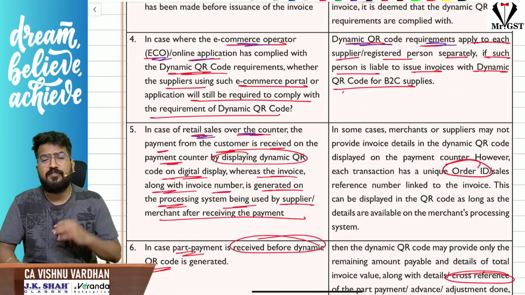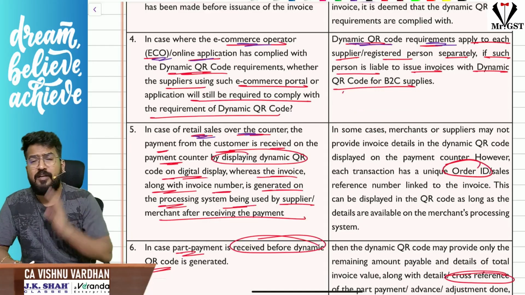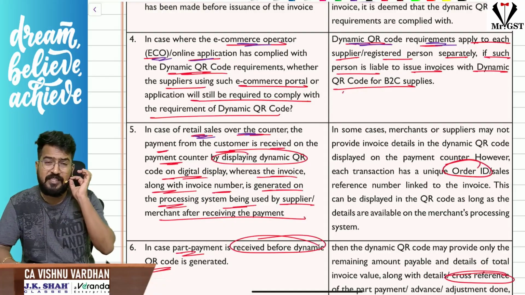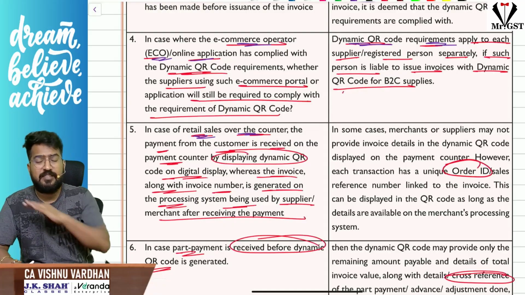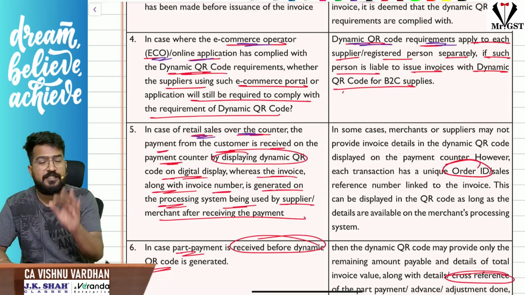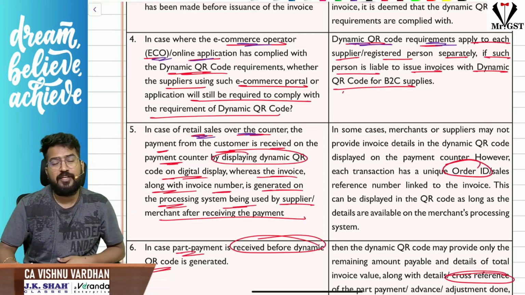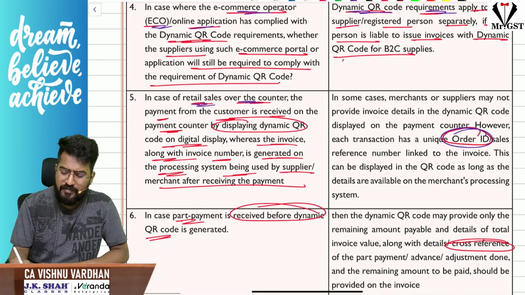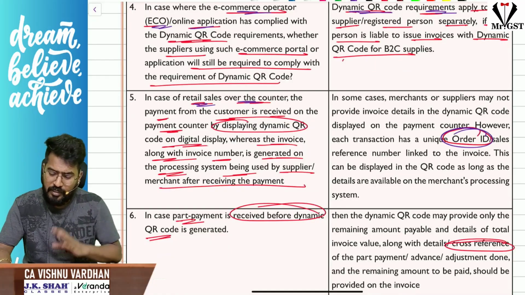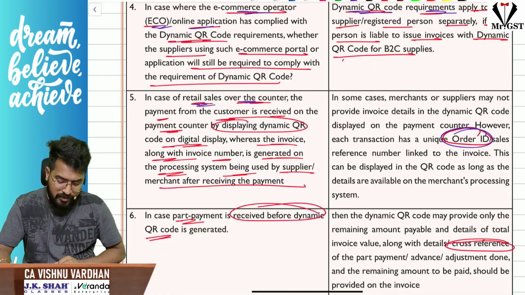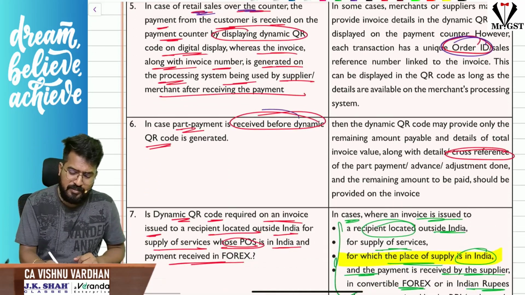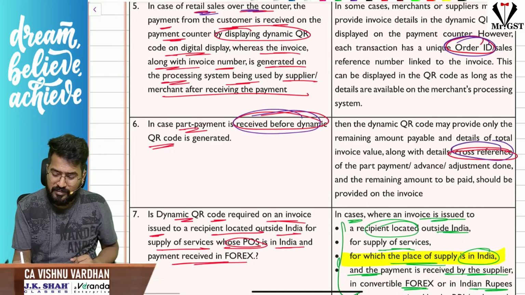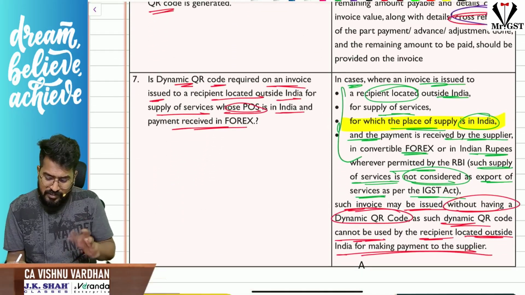Next, sir, retail sales over the counter. Normally what will happen, sir, first we will get the order number, then after that we make the payment. After getting the payment only, we will generate the invoice. That means for generating the invoice itself, payment should be done first. In such a case, how can I print the dynamic QR code on the invoice, sir? Should I do that again? Then the law has clarified, no need to worry about that. If the order ID is captured in the dynamic QR code, that is more than sufficient. Like that, sir, part payment has been received. Now, dynamic QR code, should I show it for the full payment? Not required. Give a cross reference in the invoice. So like that, the details are there. Nothing to worry, you just ignore it.